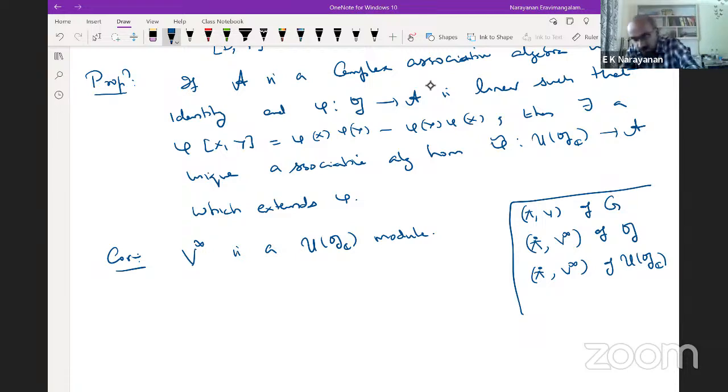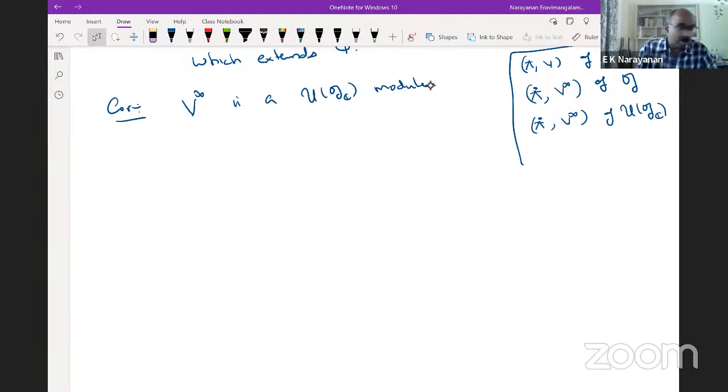Okay, so let's look at some results on unitary irreducible representations. So recall that our aim is to classify unitary irreducible representations of SL2R and then see if we can prove the Plancherel theorem, following Harish-Chandra. Any questions? Yeah, okay. So let's prove a theorem.